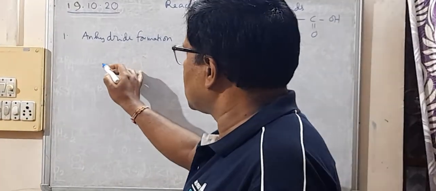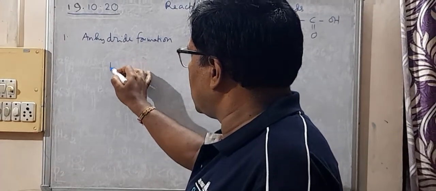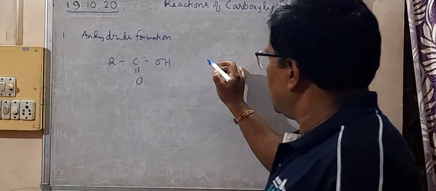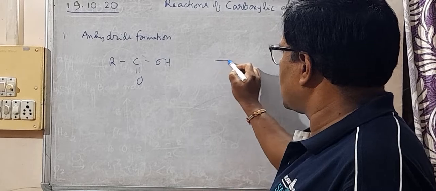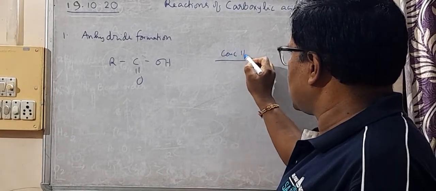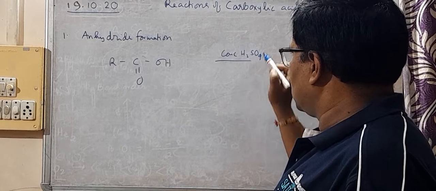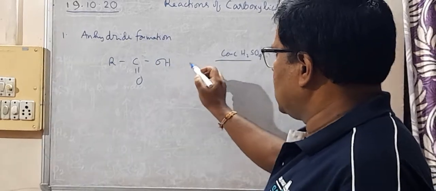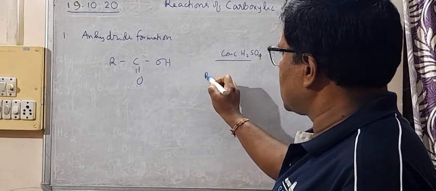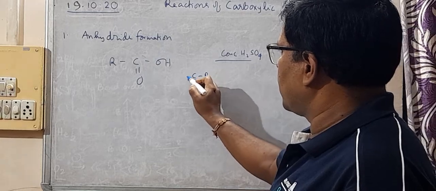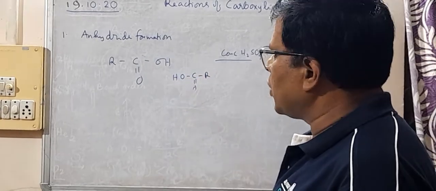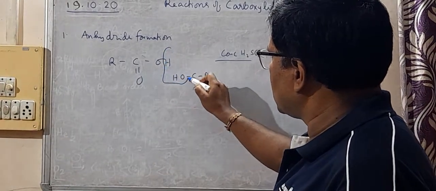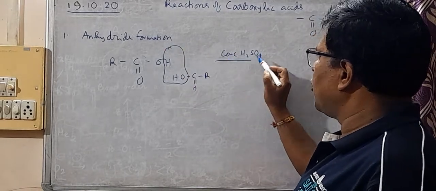Anhydride formation means when we treat a carboxylic acid in presence of, say, concentrated sulfuric acid, then two molecules of this acid are involved. Say this is another molecule I am writing. From these two molecules, there will be loss of water because concentrated sulfuric acid is a dehydrating agent.